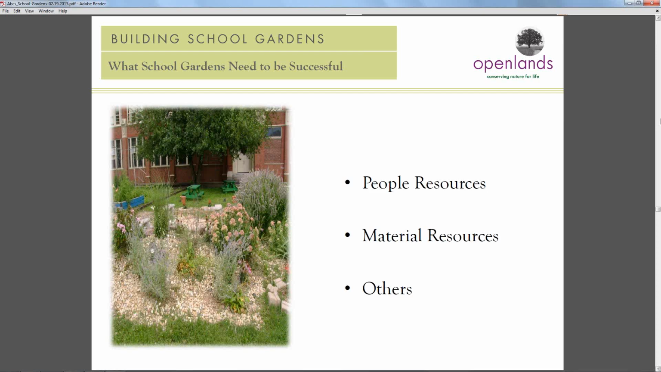And lastly is access to support. Here in Chicago, there are a lot of fantastic organizations that support school gardens. They support school gardens by possibly giving funding, but also by providing resources and having the knowledge to be able to support school gardens.